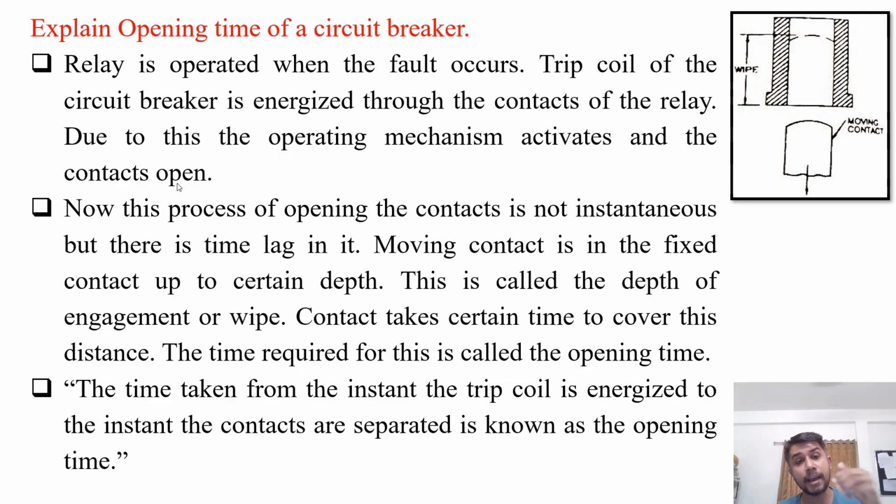This is called the depth of engagement or wipe. Contacts take certain time to cover this distance. The time required for this is called the opening time. So the opening time can be defined as the time taken from the instant the trip coil is energized to the instant the contacts are separated, that is, moving contacts are separated from the fixed contact. This is known as the opening time. So this is how the opening time of a circuit breaker can be explained properly with a figure.